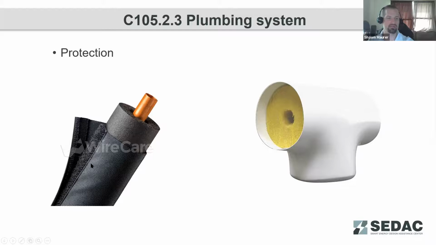They do make wraps for protecting that insulation as well. It provides a little UV protection. One of the things that the Energy Code does note is that these need to be removable. So you could not use a taped system, as that would not be removable. You need to be able to facilitate maintenance and repair of these lines.